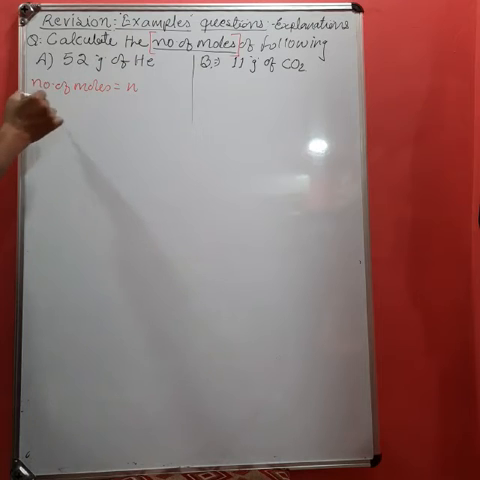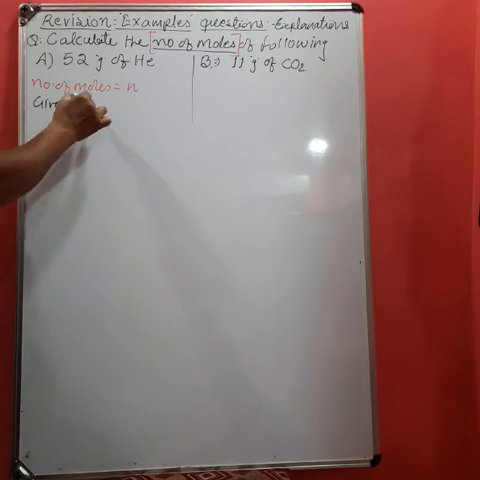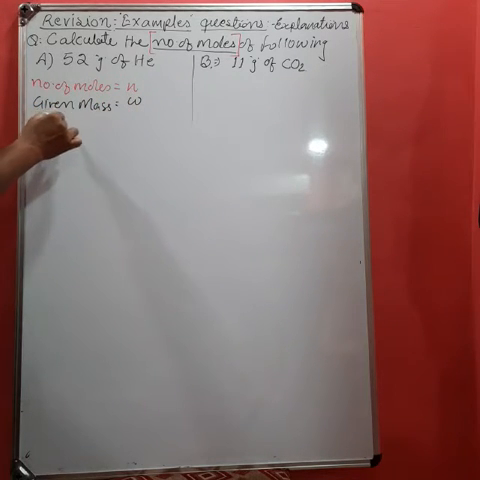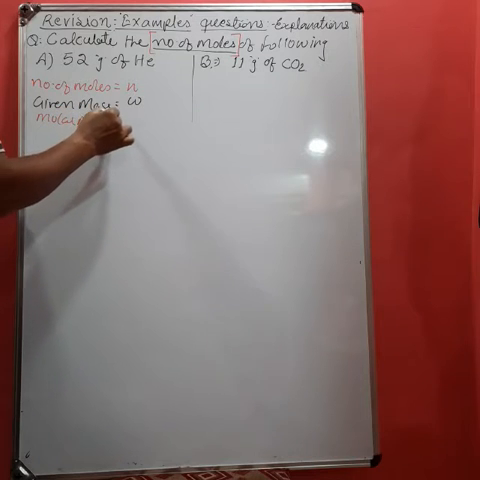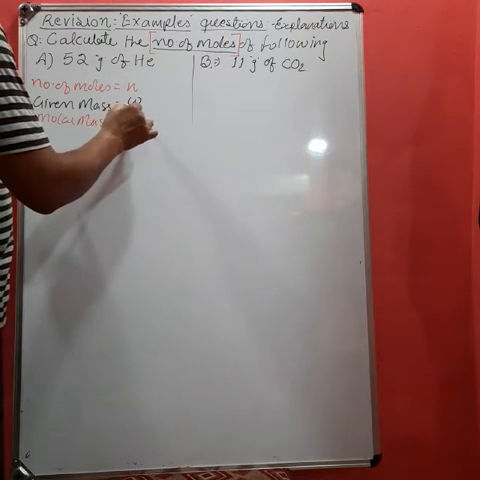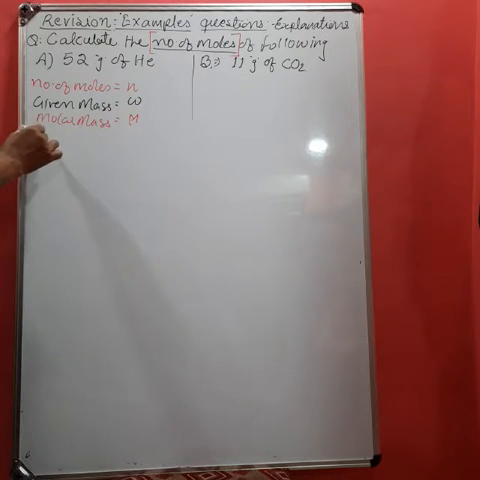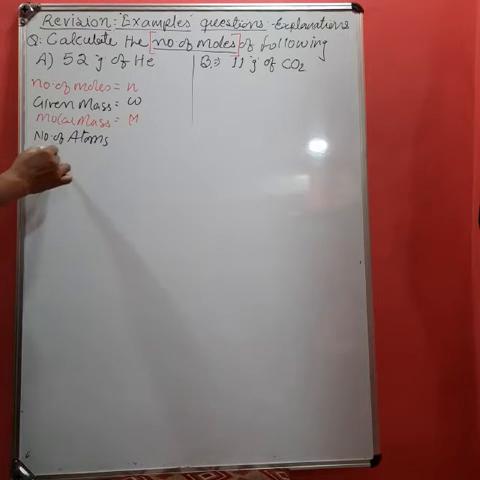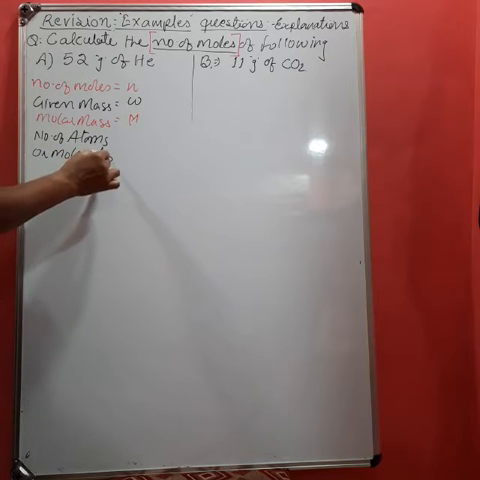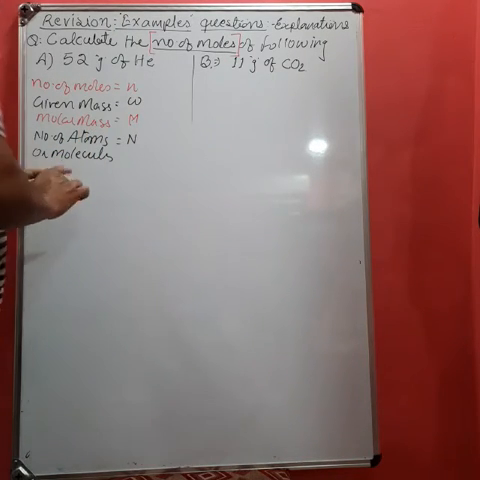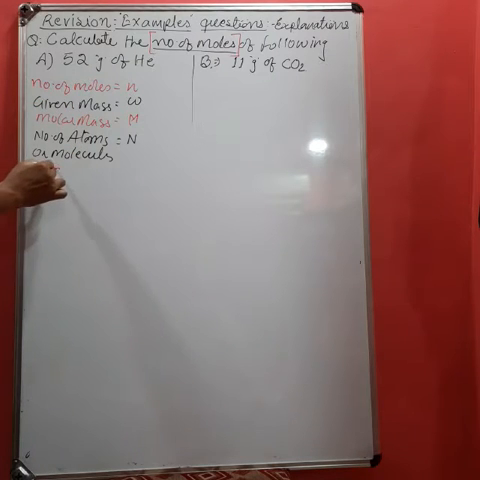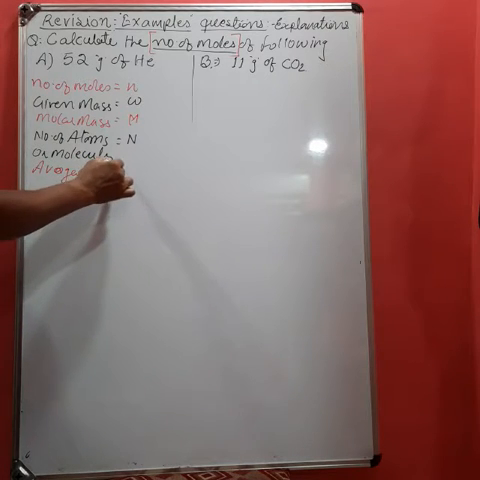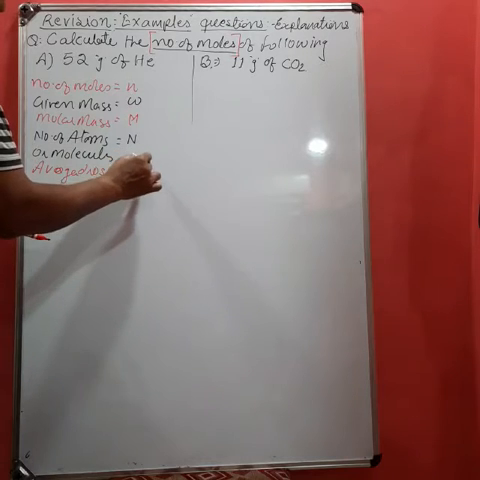Okay, given mass, it is denoted by W. Molar mass, okay, it is denoted by capital M. Number of atoms or molecules, it is given by capital N. And Avogadro's number, it is denoted by N0.